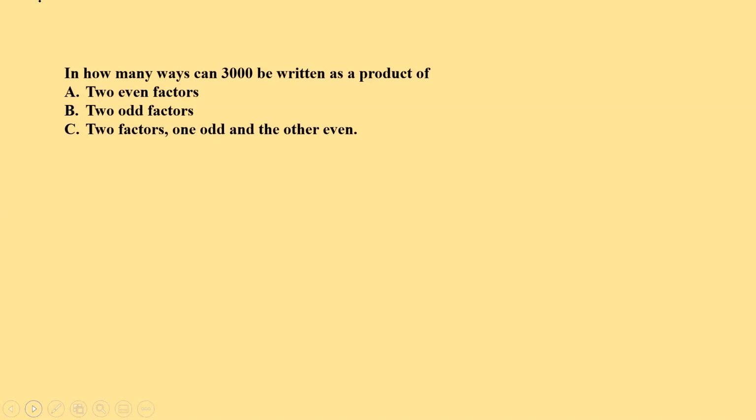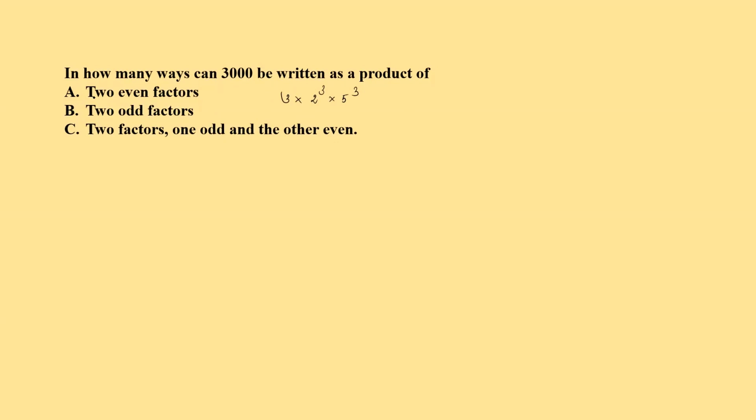Okay, so let's start with this particular question here. See, in how many ways can 3000 be written as a product of 2 even factors, 2 odd factors, and 2 factors, 1 odd and the other even? So first of all, let's go with prime factorizing this number 3000. So 3000 can be written as 3 into 1000. 1000 is nothing but 2 cube into 5 cube. Right? So 2 into 5 is 10. 10 cube is going to be 1000. So 3 into 1000. Okay.